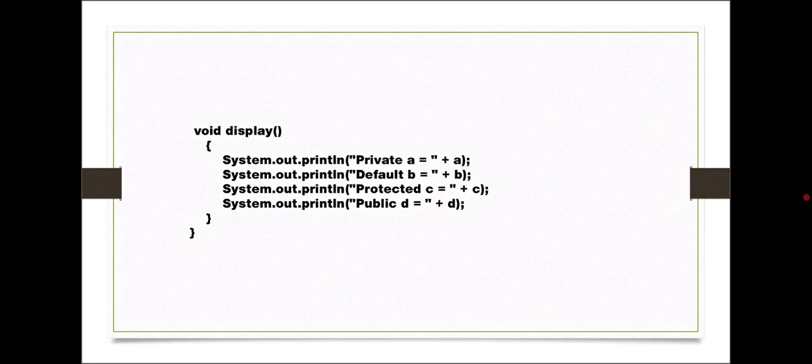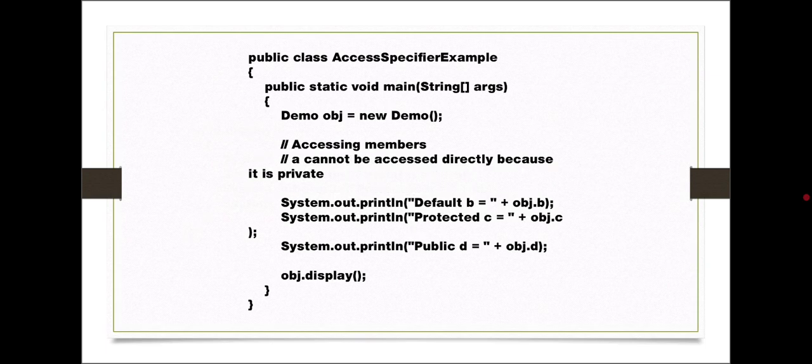If it is default, we can print it outside the class. If it is protected, we can also print it outside the class, and if it is public, we can print it outside the class too. But if it is private, we cannot print it outside the class. So we can see the example.